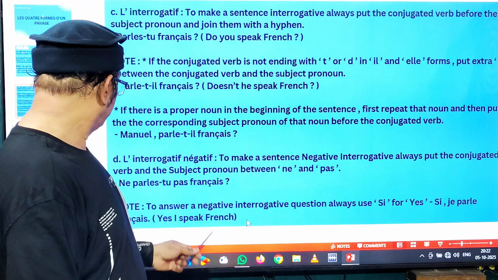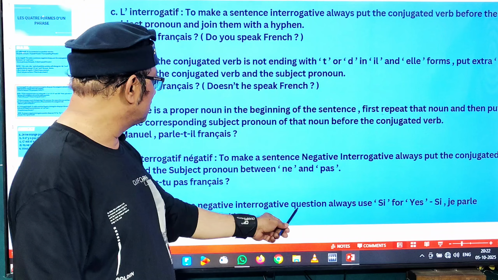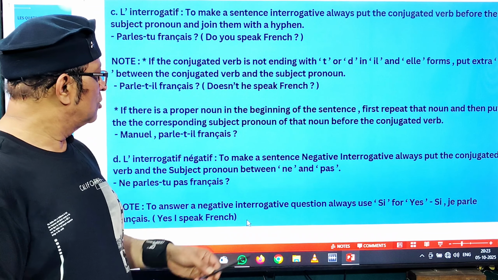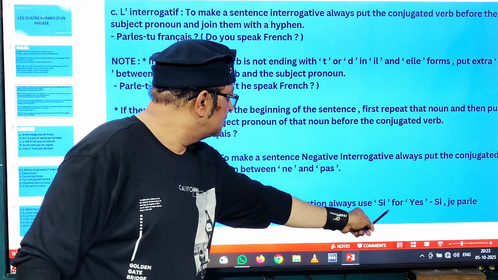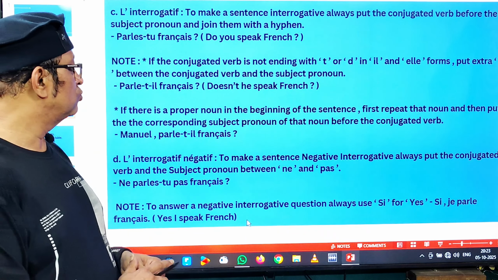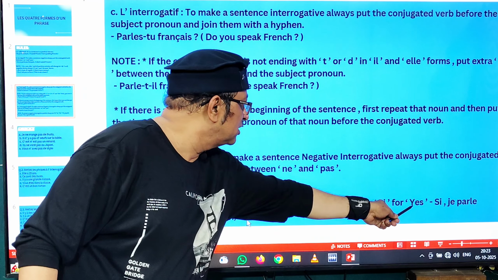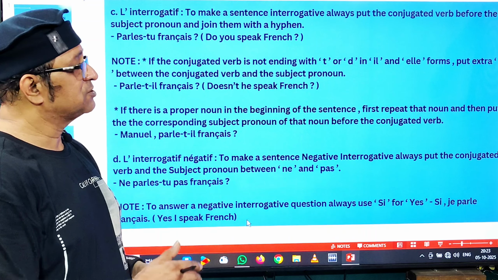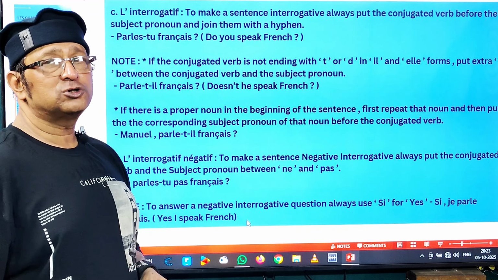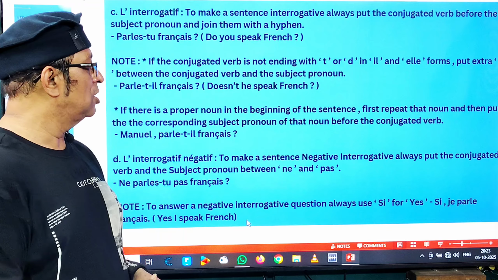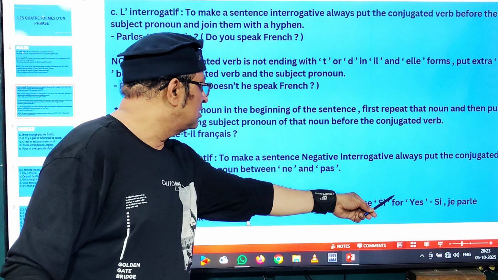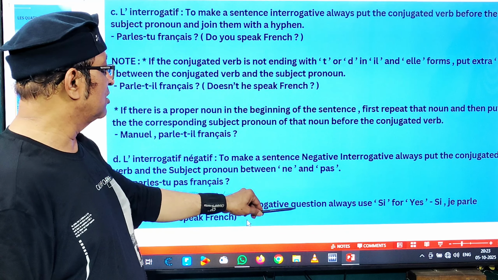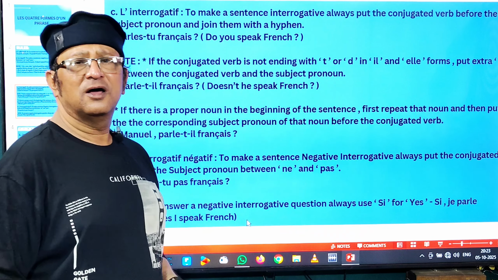Here, to answer a negative interrogative question, suppose someone is asking you, don't you speak French? And you want to say, yes, I speak French. For yes, we use this word si. Once again, si is used for the English word yes to answer a negative interrogative question. So, si, je parle français. Yes, I speak French. To answer a negative interrogative question, we use si for the English word yes.